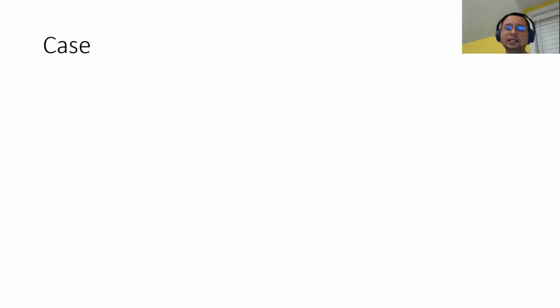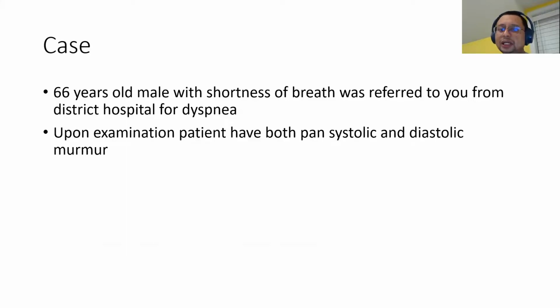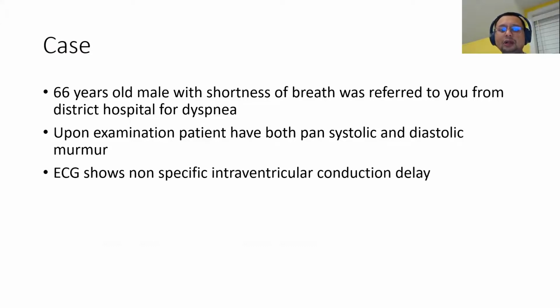So let's look at another case. We have a 60-year-old male with shortness of breath who was referred to you from a district hospital. Upon examination, the patient has both a systolic and diastolic murmur. Now the ECG shows non-specific intraventricular conduction delay, so the QRS is wide, but it's not typical left bundle branch block or right bundle branch block or ventricular tachycardia. What would you do next?